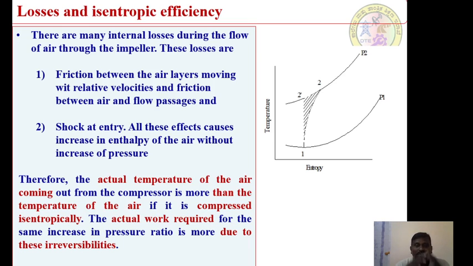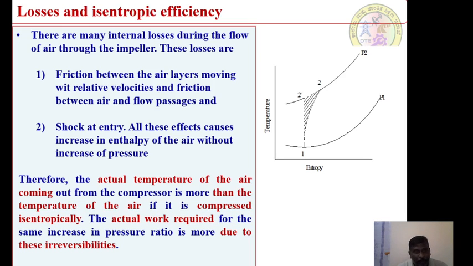Keep this in mind. These losses, the frictional losses across the blade passages, across the fluid layers, and due to the shock at the entry, all increase the enthalpy but not the pressure. Without an increase of pressure, there is a rise in enthalpy due to these irregularities. Therefore, the actual temperature of the air coming out of the compressor is more than the temperature if it were compressed isentropically. The actual work required for the same pressure ratio is more due to these irreversibilities.